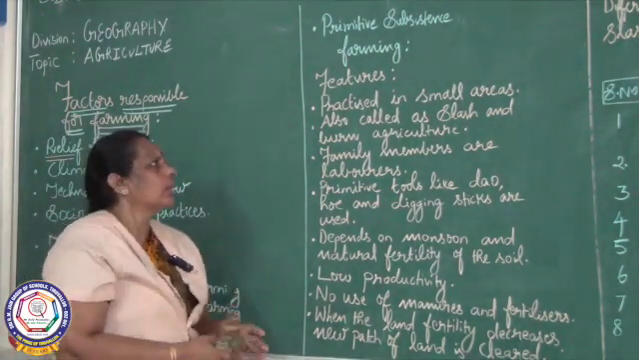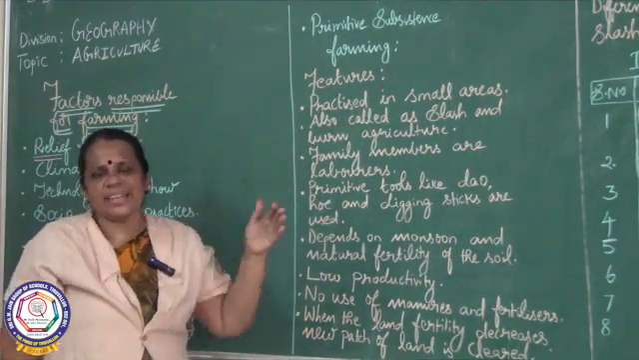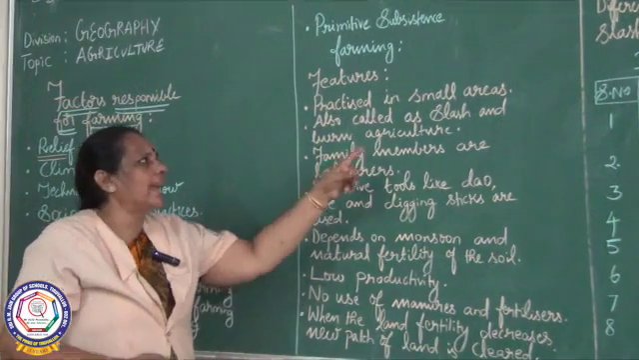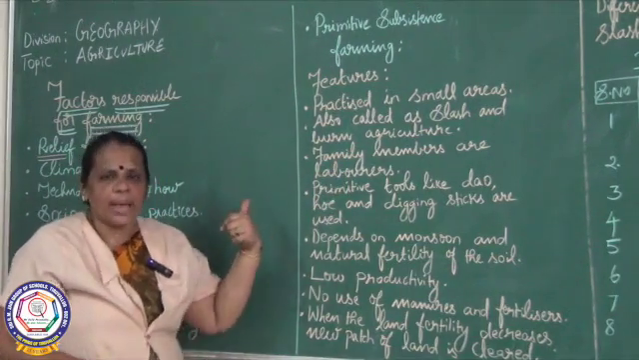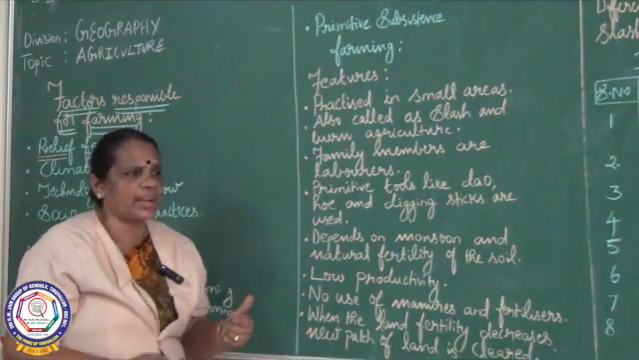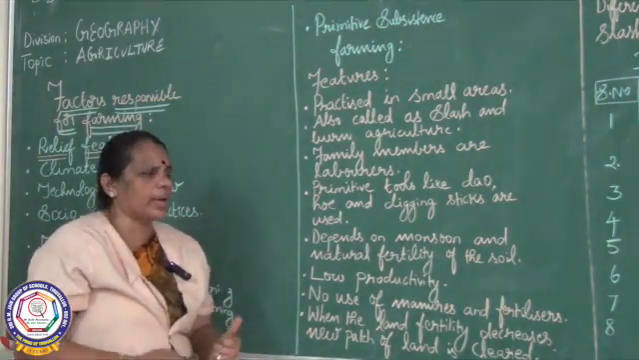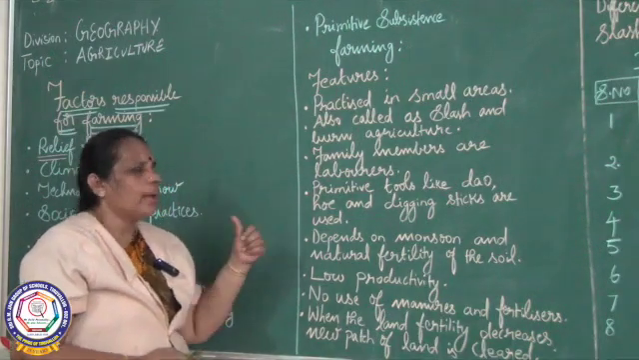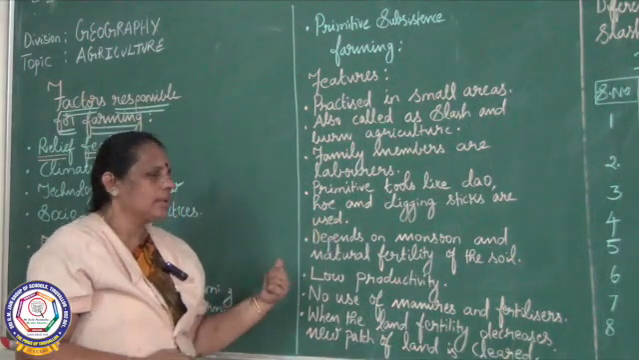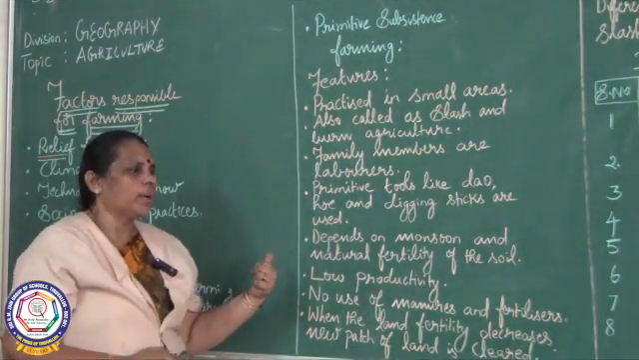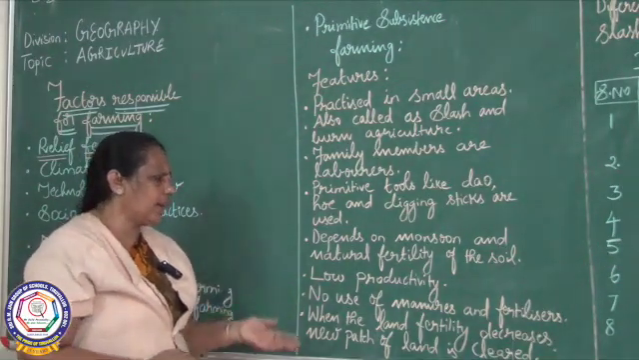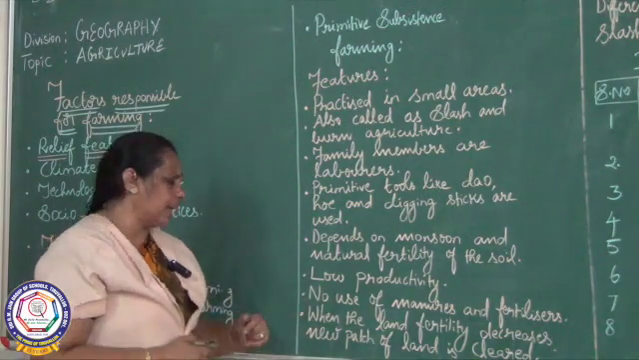Features, once again I will explain. It is practiced in small areas. The next point is that it is also called slash and burn agriculture. Family members act as laborers here. They are not going to hire laborers from outside. The family members divide the work in the farming activities. The next one, primitive tools like dao, hoe and digging sticks are used by the members. The next one, they do not get irrigation facilities as they are completely dependent on monsoon and the natural fertility of the soil.